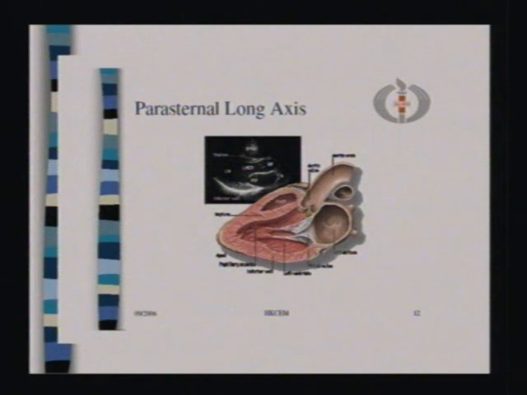This is how a conventional parasternal long axis view looks like. This is how it is in the heart, and this is how it looks in the echo. So you can see the LV, the RV, the subvalvular apparatus, the LA, the aorta, everything can be visualized in this, and this is the same way it is seen in the echocardiography itself. This is a very important view also.